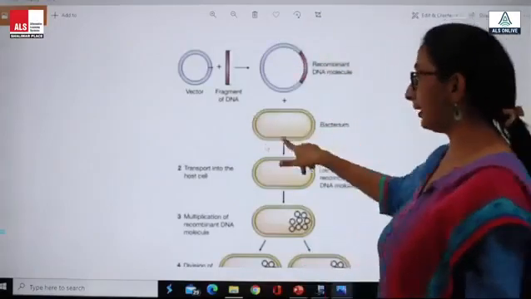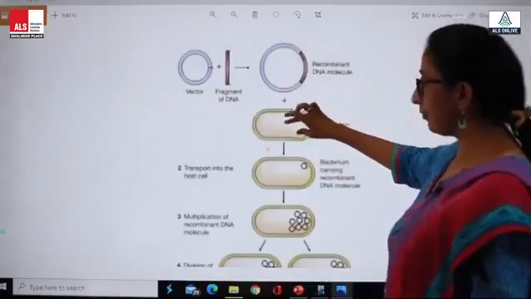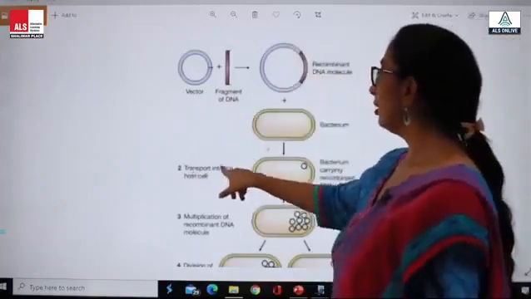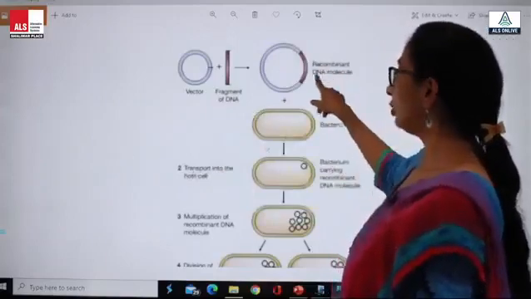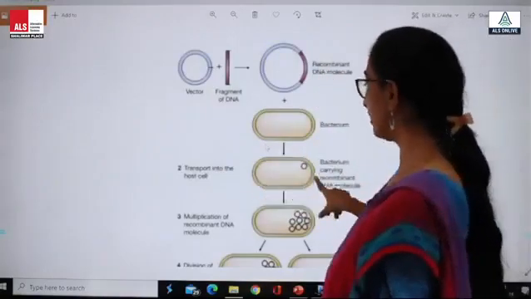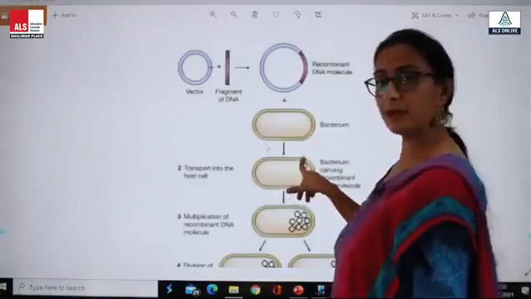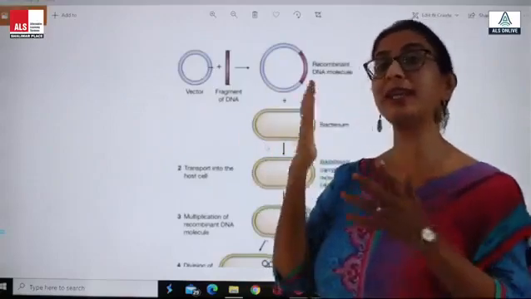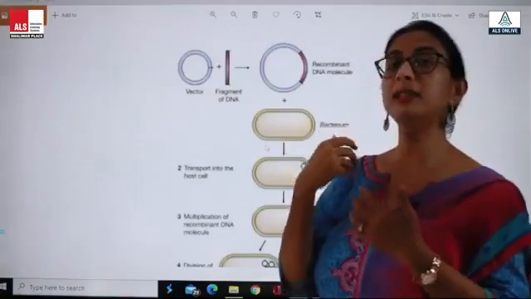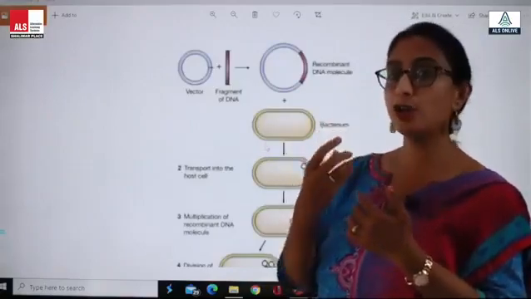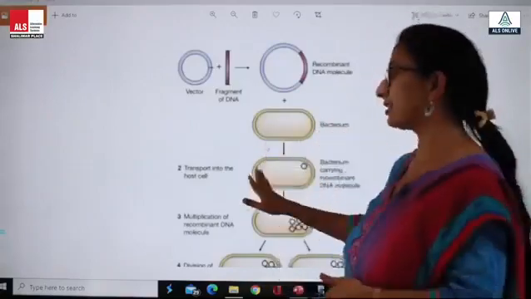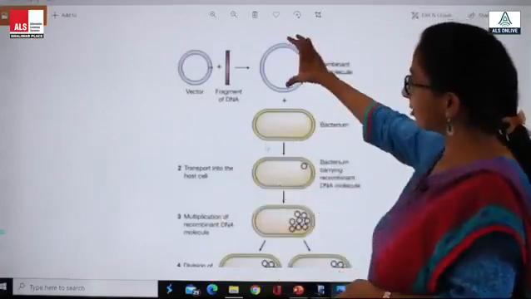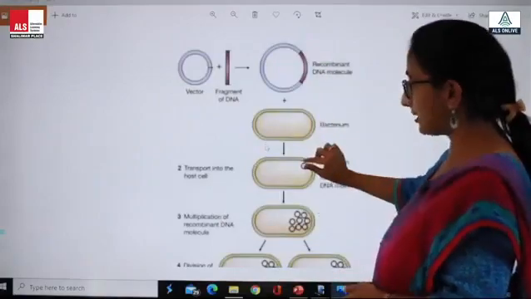So this is the bacterial cell. We transfer this into the bacterial cell. Here the second step is transportation of the recombinant DNA molecule into the host cell. The host cell here is bacteria. Earlier I said host in the sense of extracting DNA, where we are taking the DNA for insulin hormone from us. Here the host cell is bacteria. Understood? We are transferring this recombinant DNA molecule inside the bacterium.